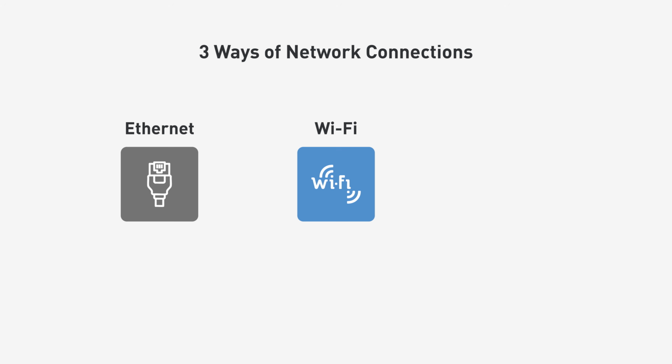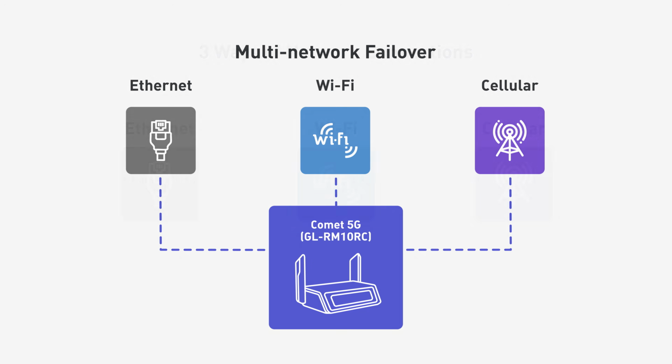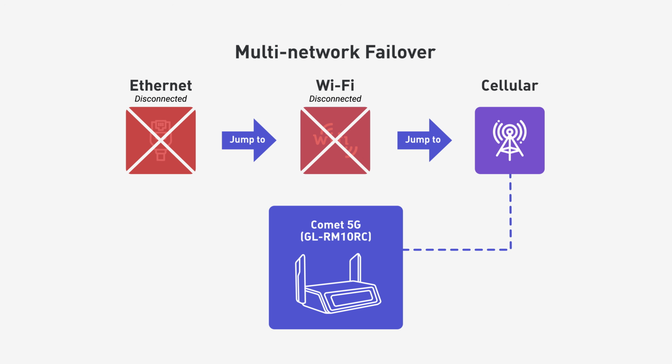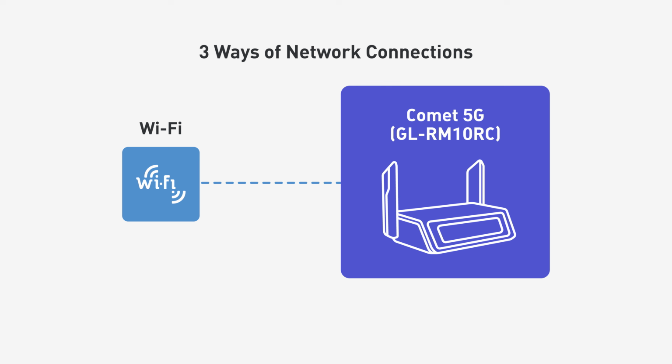There are three ways to provide a network connection to the Comet 5G: Ethernet, Wi-Fi, or cellular. For maximum reliability, you can connect all three simultaneously. This allows the Comet 5G to utilize multi-network failover, ensuring that if your primary network goes down, the device stays online. In this video, we will use the Wi-Fi connection.